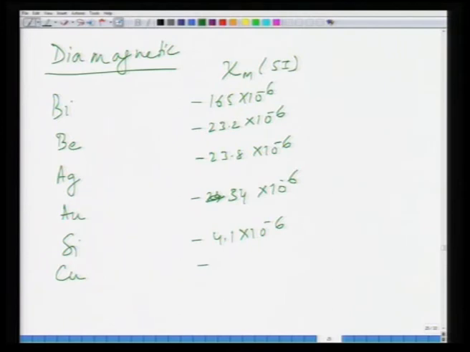Copper has about minus 9.7 into 10 to the minus 6, and of course, you have water which is also diamagnetic, and this has minus 9.14 into 10 to the minus 6. So, these are the classes.